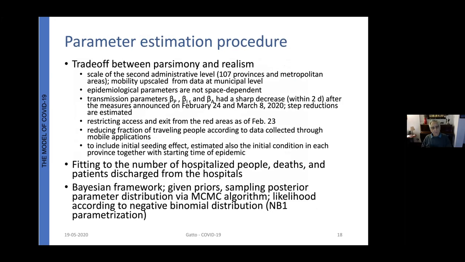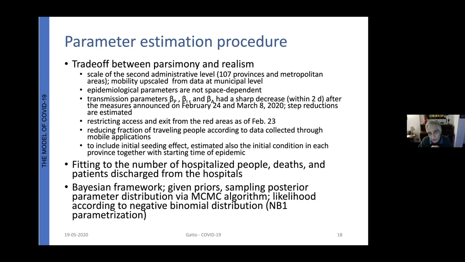Now, the parameter estimation procedure, I want to devote, say, 1 or 2 minutes to that. First of all, when you have to calibrate the model, which is quite complicated, quite complex, there's always a trade-off between parsimony on the one hand and realism. So you cannot use too many parameters or too few parameters. So first of all, we had mobility from a national census at the municipal level, but we upscaled mobility to the second administrative level, 107 provinces and metropolitan areas.